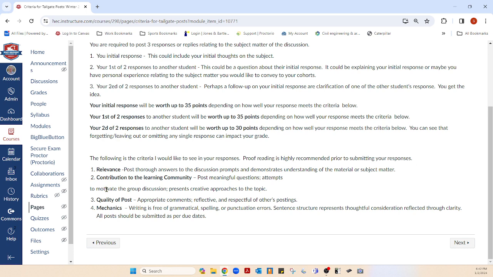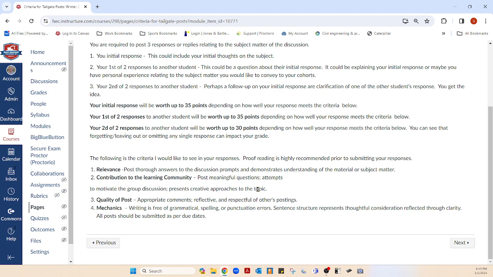Keep us motivated. Do whatever you can do to keep the group moving forward. Creative approaches to the topics. Different perspectives. What are your views? Don't hold back. Be courteous, be appropriate, but let us hear you. There's nothing silly. Everything is welcome. Quality of post, appropriate comments, in other words, not out of the blue. Yes, it's a pretty day today, but this is not the time and place for that.